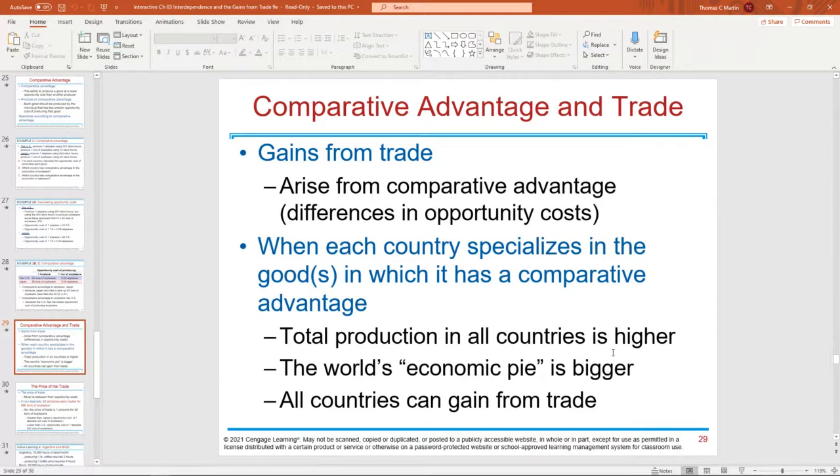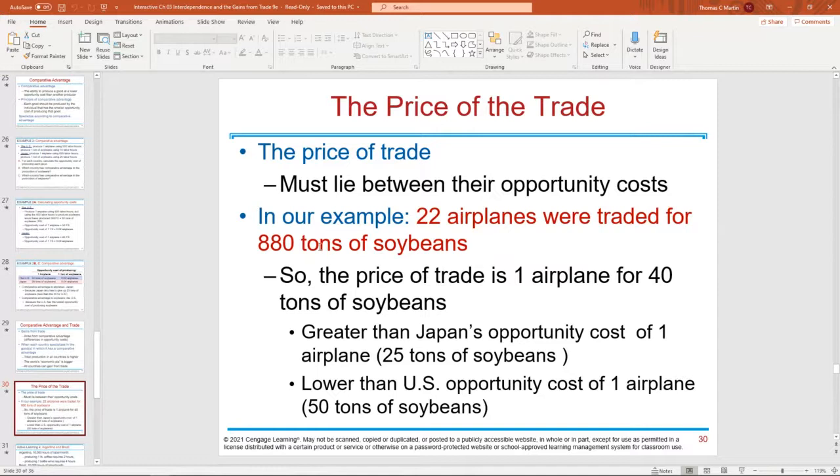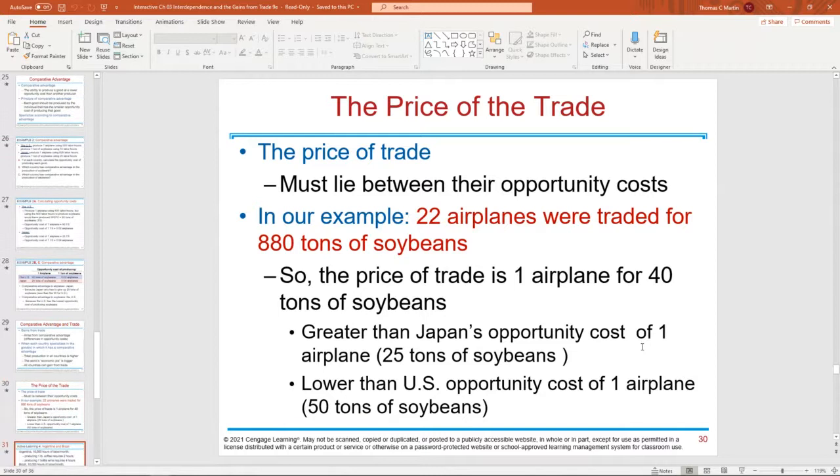When countries trade, the world's economic pie gets bigger. The price of trade must lie between the opportunity costs. We have 22 airplanes traded for 80 tons of soybeans. So the price of the trade is one airplane for 40 tons of soybeans. So we look at the cost, and they have the comparative advantage on the airplanes.